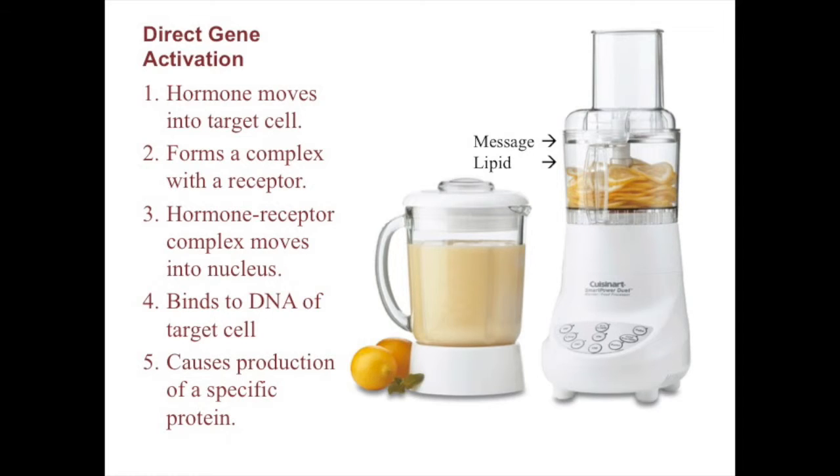Direct gene activation broken into 5 simple steps. Number 1, hormone moves into target cell. Number 2, forms a complex with a receptor. Number 3, hormone receptor complex moves into the nucleus. Number 4, binds to DNA of cell. Number 5, causes production of a specific protein.